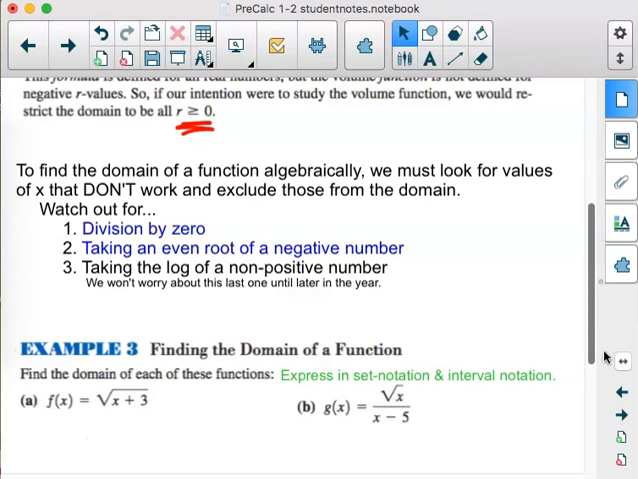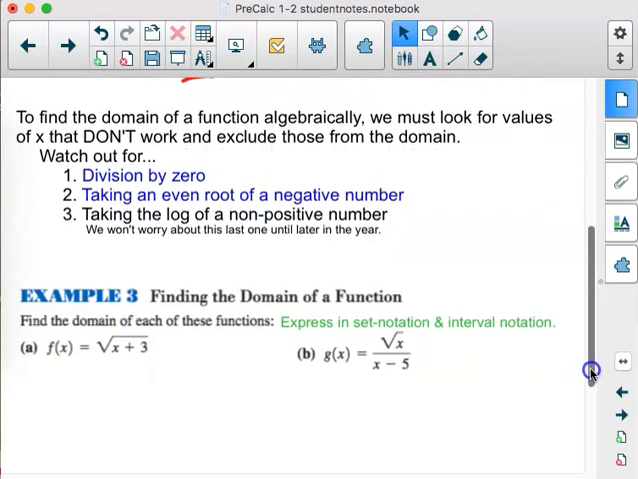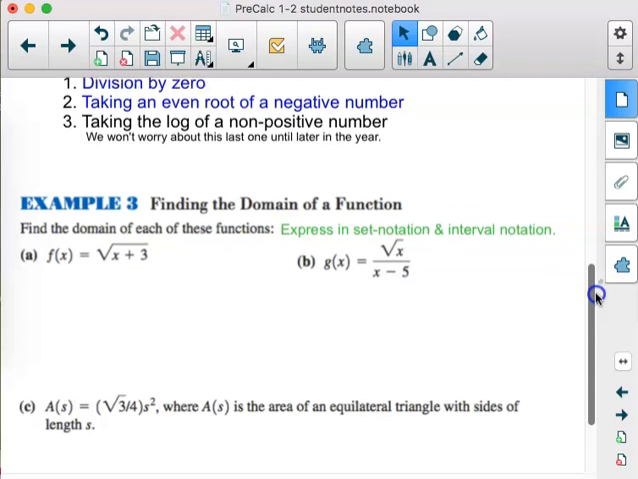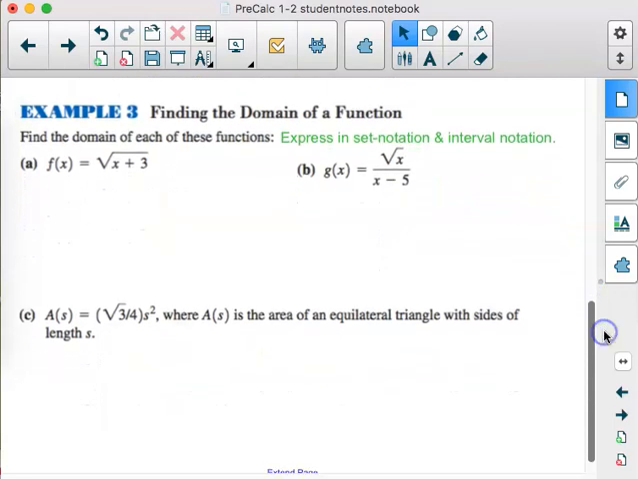In fact, that's one of those things later on where we go back and say, yeah, that makes perfect sense. You can't take the logarithm of a negative number. But like it says, we won't worry about this last one until much later in the year when we do some studying of logarithms. We're going to be studying a little bit of logarithms in section 5, but just graphical representations. Now, we want to find the domain of a function. And like it says, express it in set notation and interval notation. We want some practice at both of those.